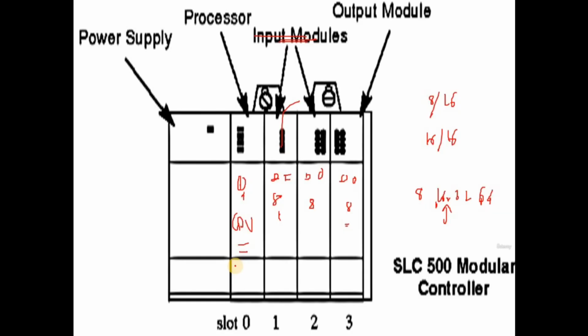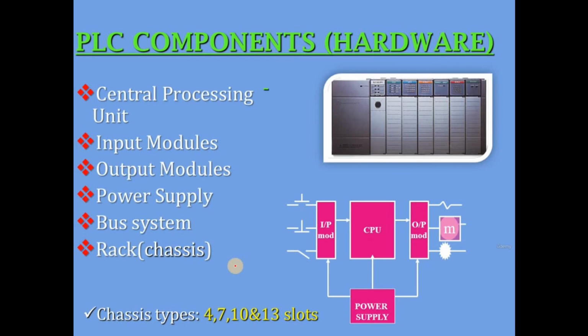Now let us come toward the most important part, that is nothing but the components of the PLC. Here you can see the first component, that is the central processing unit. The second ones are the input module, output module, power supply, bus system, and the rack.